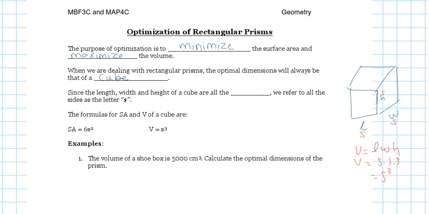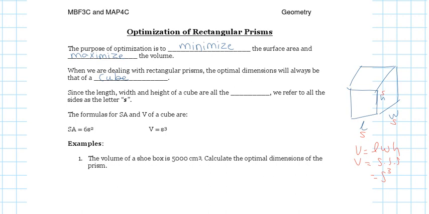Now, if I'm looking at the surface area of a cube, so I have my cube here, right? The area of one side is S times S, which is S squared. The area of one side, you okay with that? S squared. Now all the sides are equal, and I have 6 sides. So that makes the formula 6S squared. Do we understand where these formulas are coming from?